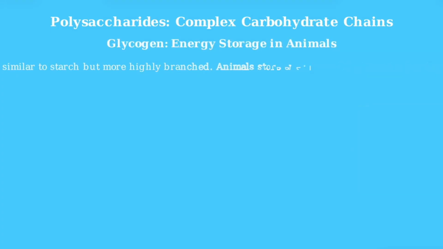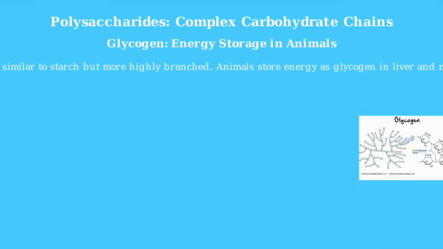Glycogen serves as energy storage in animals, similar to starch in plants. It's stored mainly in the liver and muscles. Glycogen has a highly branched structure with alpha-1,4 linkages along the chains and alpha-1,6 linkages at the branch points, allowing for rapid energy release when needed.